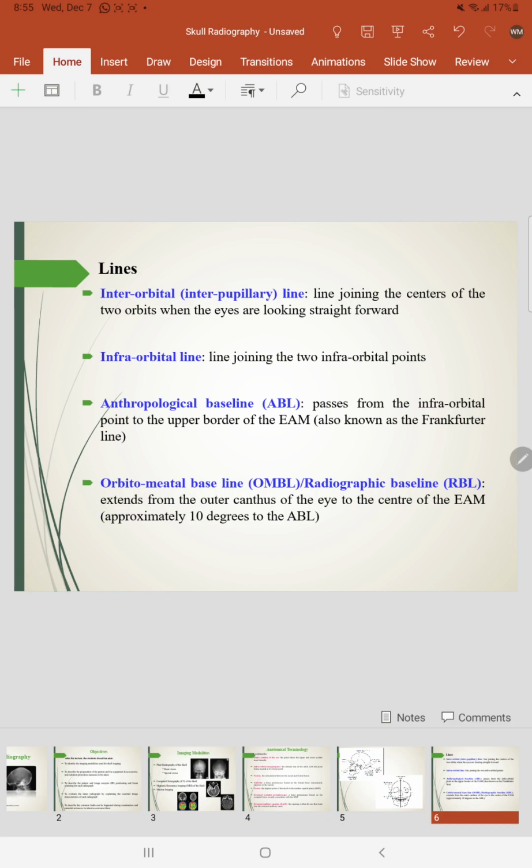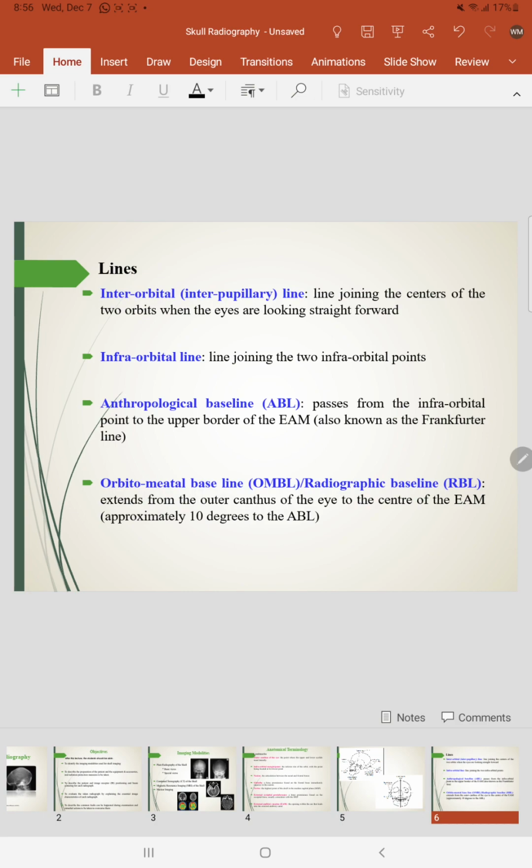So now we are learning about the lines. We have learned about the landmarks. Now we are moving to the lines. First line, interorbital or interpupillary line. It is the line joining the centers of the two orbits when the eyes are looking straight forward. Then infraorbital line, line joining the two infraorbital points.